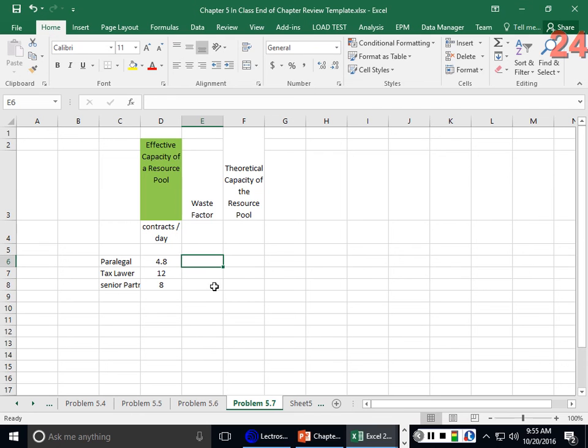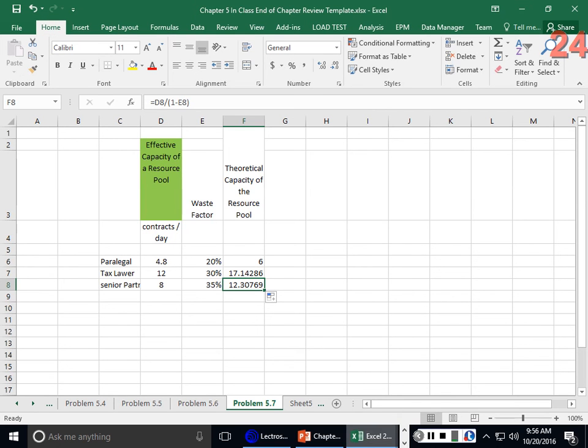So if I say that my capacity waste factor is 20%, 30%, right? And for my senior partners, it's 35%, right? In order to calculate the theoretical capacity of the resource pool, the formula is you take your effective capacity and you divide it by 1 minus your waste factor. Okay? And so therefore, my theoretical capacity says that I can do 6 contracts per day for a paralegal, 17 for a tax lawyer, and 12.3 for a senior partner.